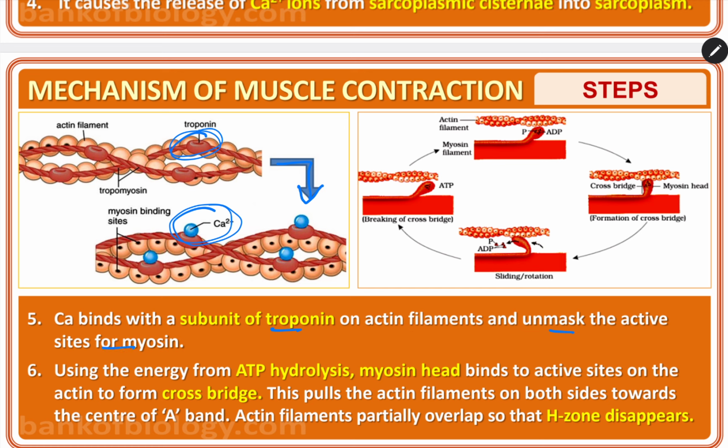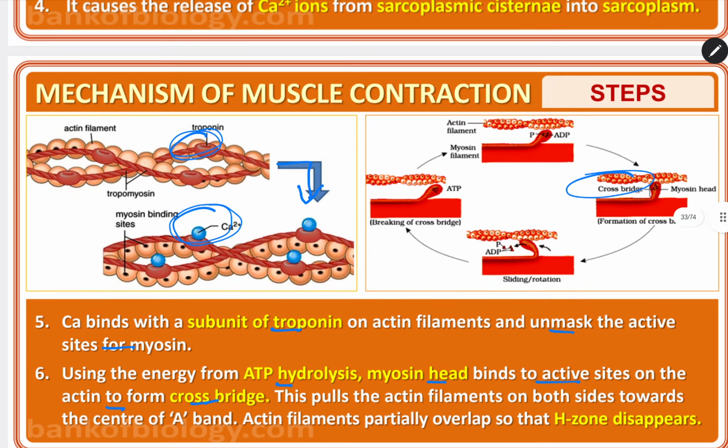Using the energy from ATP hydrolysis, the myosin head binds to the active site on the actin to form a cross bridge. Like this, the cross bridge is formed in this diagram. This pulls the actin filaments on both sides towards the center of the A band, and the actin filaments partially overlap so that the H zone disappears. As I told you, during the resting phase one can easily find the H zone, but during the movement phase, the H zone disappears.